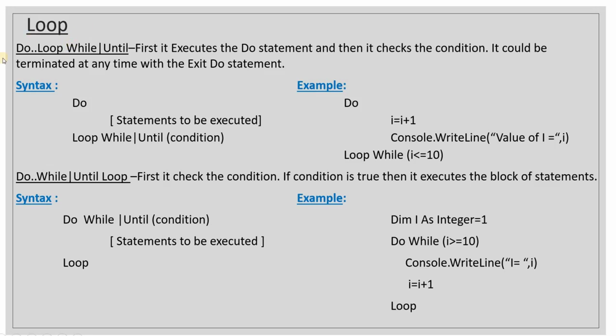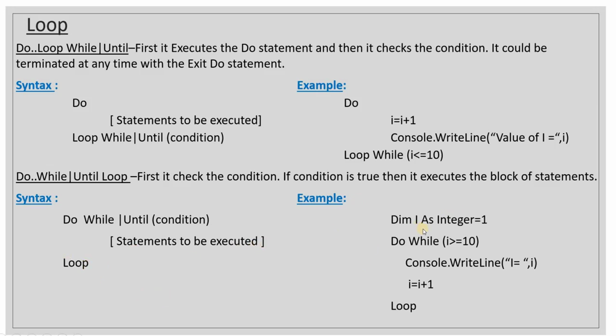In this loop, first it checks the condition. In the do loop, first it executes the do statement, then checks the condition. Now in the do while until loop, first it checks the condition. If the condition is true, then it executes the block of statements. Do while until, here we write a condition. Always write the condition in these brackets. Then the statement to be executed, then the loop keyword. Let's take an example.